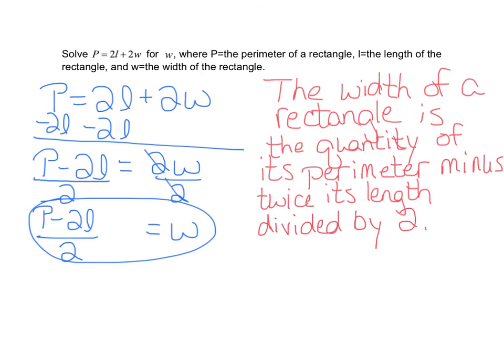Okay, so read these words and look at the equation again. The width of a rectangle is the quantity of its perimeter minus twice its length divided by 2. Okay? Now, there's more than one way to word these. I'm giving you one way. There might be other ways that might be acceptable. All right, let's look at one more.